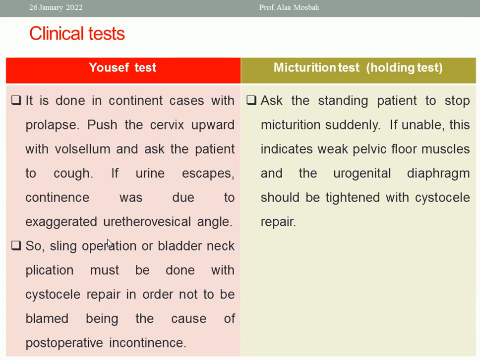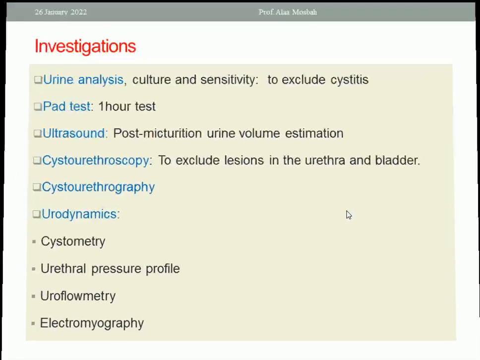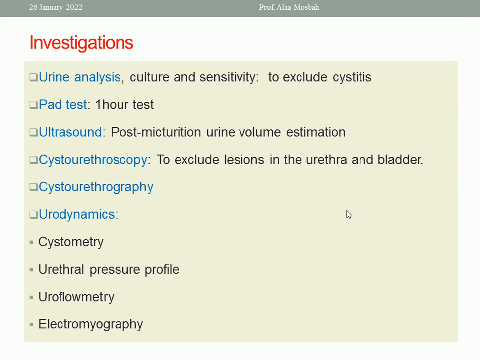And now, if you discover this, you should do a sling operation or bladder neck plication with cystocele repair to prevent the occurrence of incontinence after repair. Lastly, a test called the micturition or holding test asks the standing patient to stop micturition suddenly. If unable, this indicates weak pelvic floor muscle, and the urogenital diaphragm should be tightened with cystocele repair, pelvic floor repair. Okay?